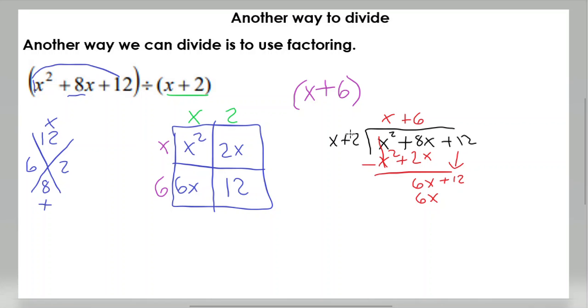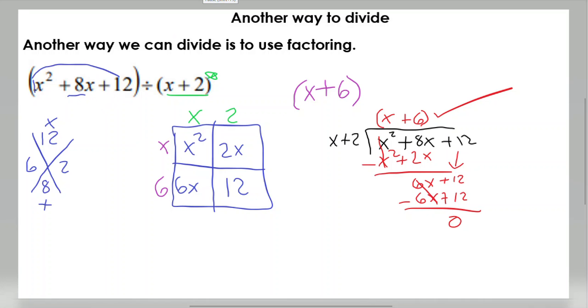Now I do have to do 6 times 2. 6 times 2 is 12. And then I would subtract, right? 6x minus 6x cancels out. That's exactly what we want. 12 minus 12 is 0, which is exactly what we want. So our answer is x plus 6. So no matter which way you do it, you get the same answer. And remember, we could always take this answer and multiply it by our original polynomial over here. And when we do FOIL, we should get this starting polynomial.